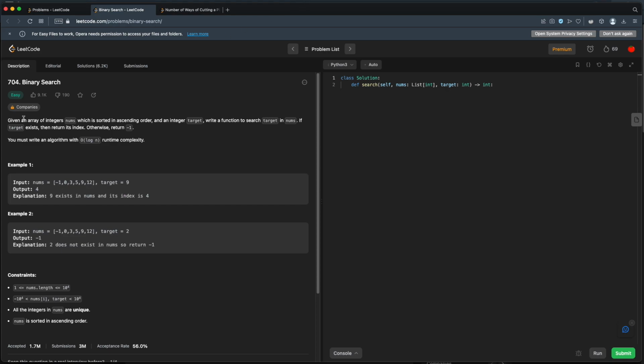All right, so given an array of integers, nums, which is sorted in ascending order, and an integer target, write a function to search for target in nums. If target exists, then return its index, otherwise return -1. You must write an algorithm in O(log n) runtime complexity.